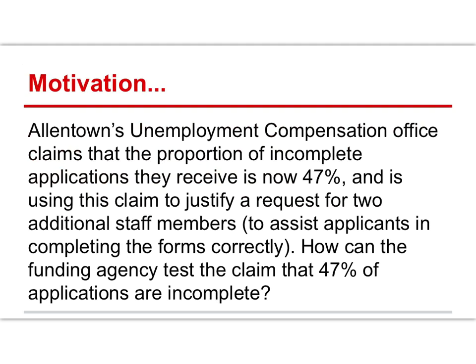So what's our motivation for a problem of this sort? Well, imagine, and this is an awfully timely example, let's say that Allentown's Unemployment Compensation Office is making the claim that they are receiving too many incomplete applications, that they're up now to 47% of the applications they receive are missing important information. And in order to help the unemployment applicants, those out of work, they are requesting an additional 2 staff members to assist applicants in completing the forms correctly.